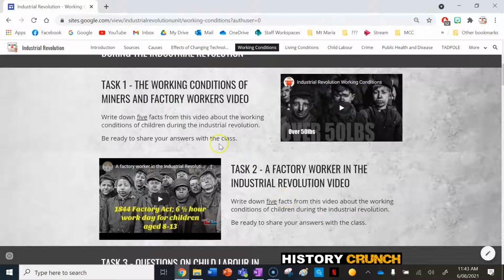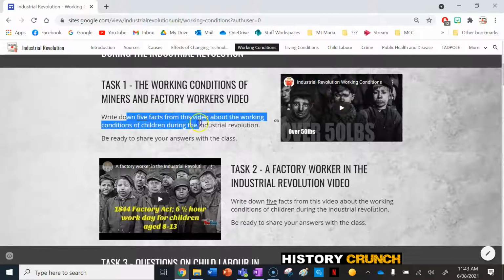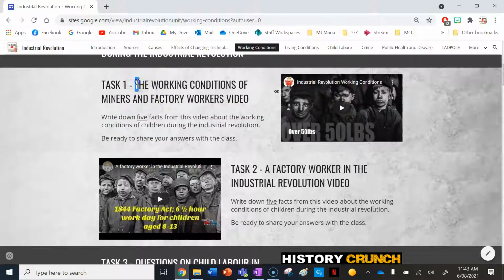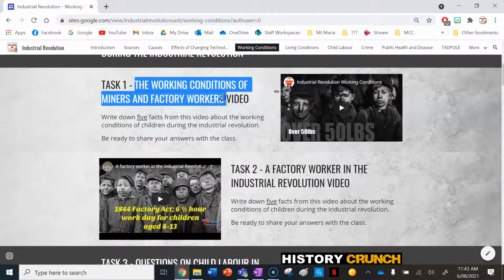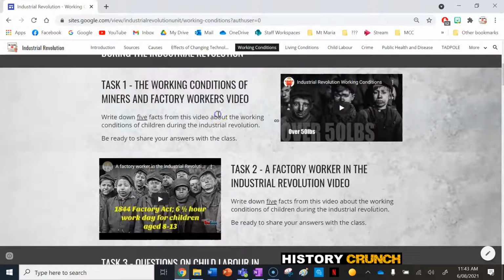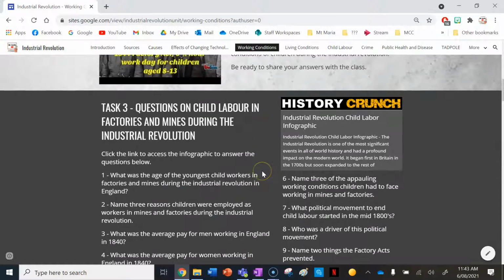Tasks 1 and 2 are both the same. What you need to do is watch this video here and write down 5 facts about the working conditions of miners and factory workers. So that's what this video is about. Write down 5 facts in your book. The second video is about a factory worker in the Industrial Revolution, in particular factory workers as opposed to miners and factory workers. Both do touch on child exploitation, as you can see, and you've got to write down 5 facts in your book about this video as well.